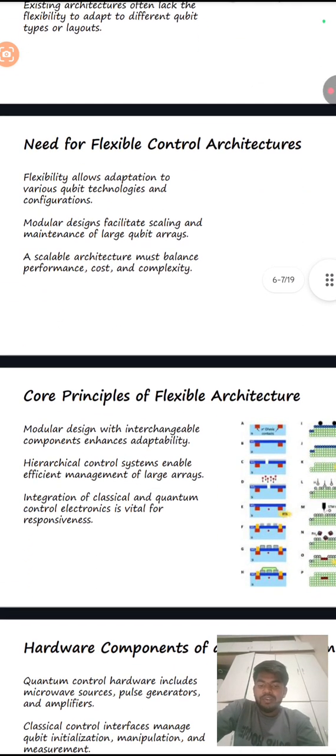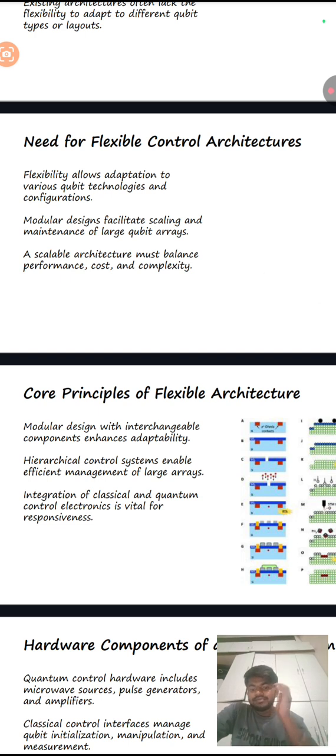Core principles of flexible architecture. Modular design with interchangeable components enhances adaptability. Hierarchical control systems enable efficient management of large arrays. Integration of classical and quantum control electronics is vital for responsiveness.